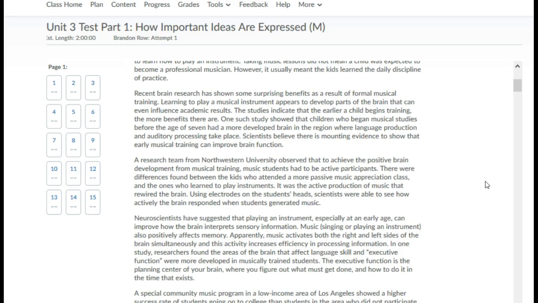Using electrodes on the students' heads, scientists were able to see how actively the brain responded when students generated music. Neuroscientists have suggested that playing an instrument, especially at an early age, can improve how the brain interprets sensory information. Music, singing or playing an instrument, also positively affects memory. Apparently, music activates both the right and left sides of the brain simultaneously, and this activity increases efficiency in processing information. In one study, researchers found the areas of the brain that affected language skill and executive function were more developed in musically trained students. The executive function is the planning center of your brain, where you figure out what must get done and how to do it in the time that exists.